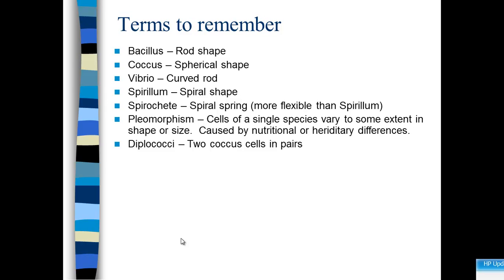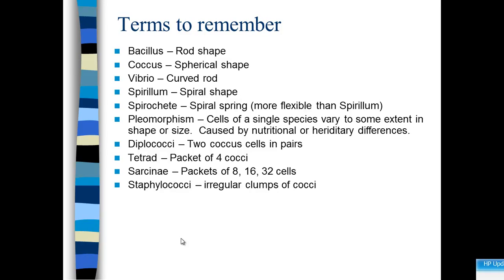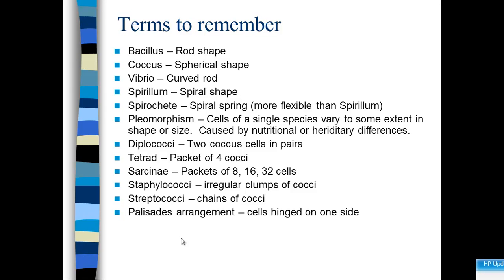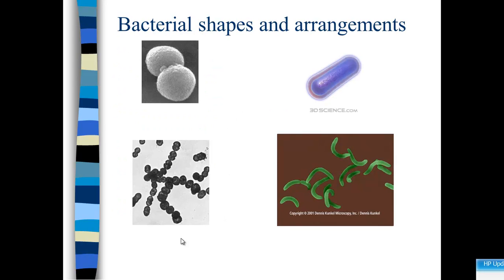Diplococci, 2 coccus cells in pairs. Tetrads are 4. Sarcinae are multiples of 2. Staphylococci, staph means cluster, so that would be a cluster of cocci. Streptococci, strep means chain, so this would be chains of cocci. Palisades arrangement, cells hinged on one side.